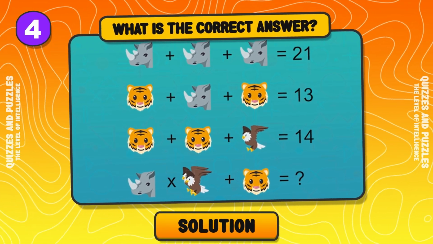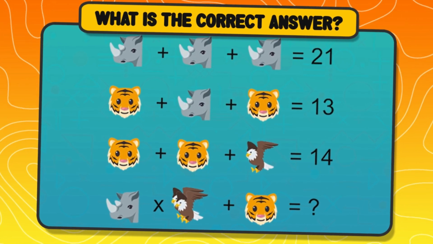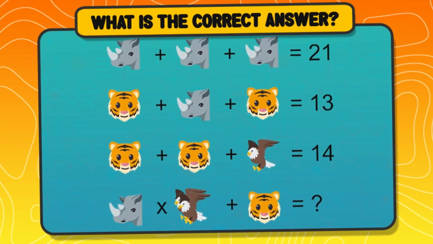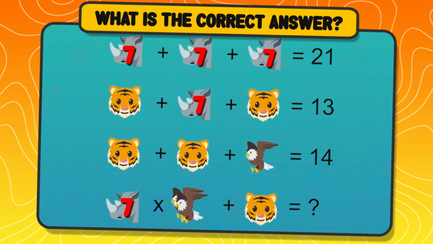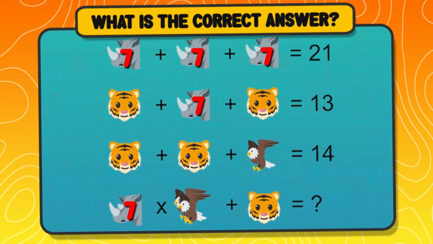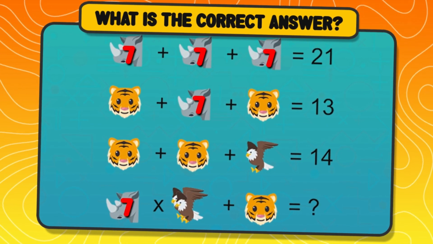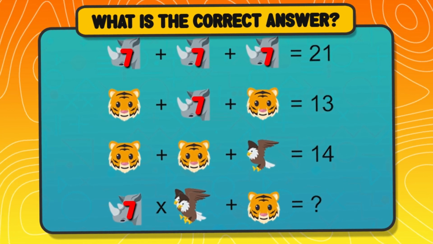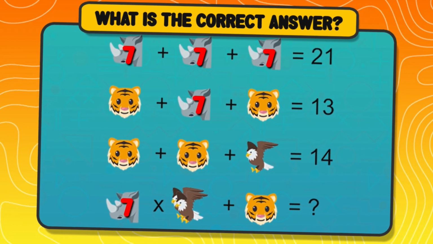Let's move on to the solution. In the first line, we see the answer 21. To find out which digit is represented by the rhinoceros, we divide 21 by 3 and get 7. In the second line, the answer is 13. We subtract 7 from 13, which gives us 6, and then divide 6 by 2. Thus, we determine that the tiger corresponds to the digit 3.